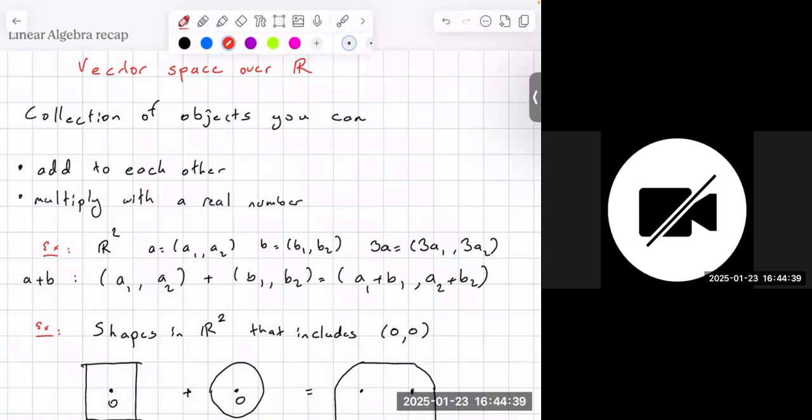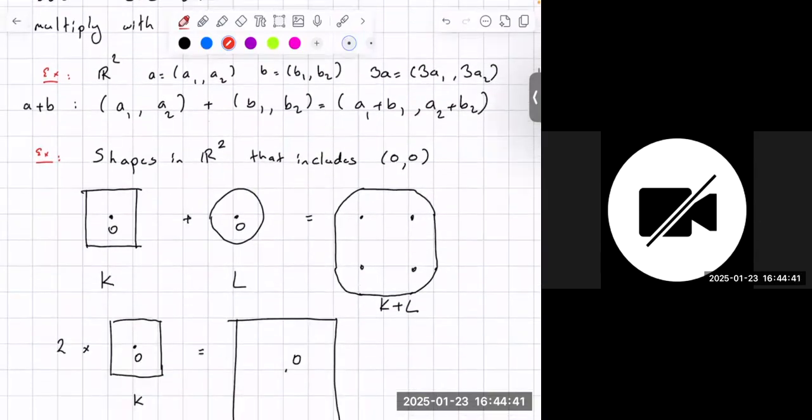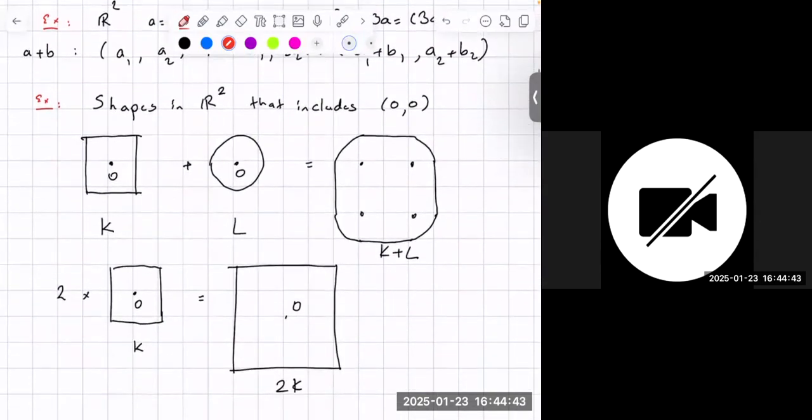And now another vector space. These are shapes in R2, not necessarily just dots. Shapes that include the origin, (0,0). It doesn't have to be in the middle, it should just be inside. So how do you add shapes to each other? You literally do the same addition, but you're allowed to add every vector inside this shape to every vector inside this shape, okay?